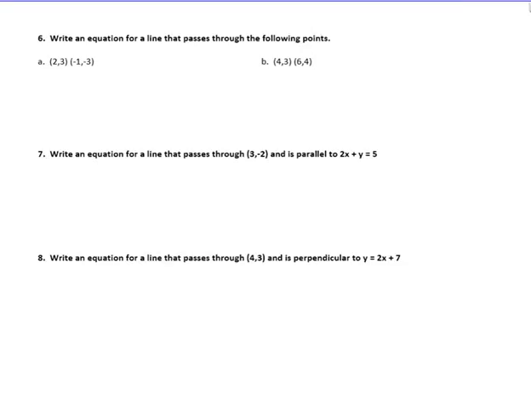Okay, for the final part of this review, we're going to finish up with equations of lines. Write an equation for a line that passes through the following points. In order to write the equation, we need two things, and then we finally can write the equation. The two things we need are the slope and the y-intercept. Then we write the equation from that.